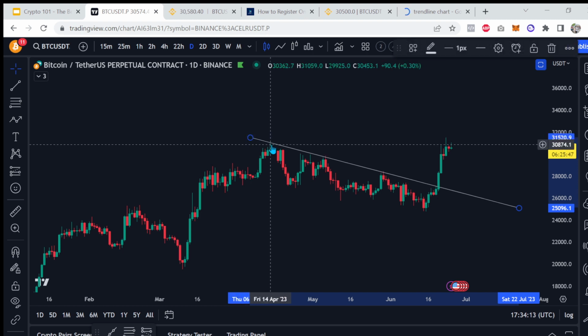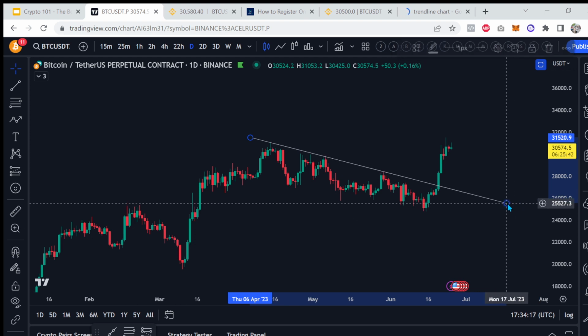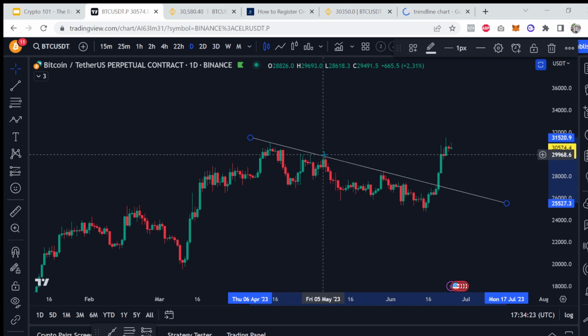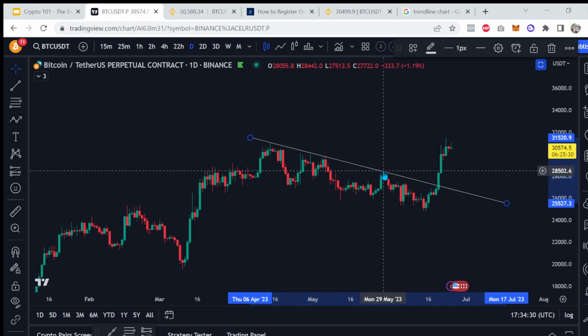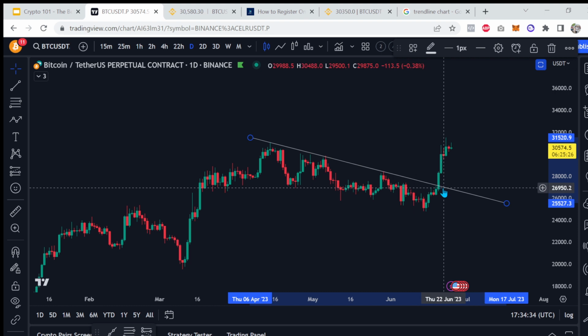So for example, look at this trend line on the Bitcoin chart. This is the Bitcoin daily chart. When Bitcoin got here at 31,000, it got rejected. Then it got here again, about 29,700 or 28,000, it got rejected. And then it got here at 28,500, it got rejected. It's expected that when price gets here again at 29,500, it will get rejected.